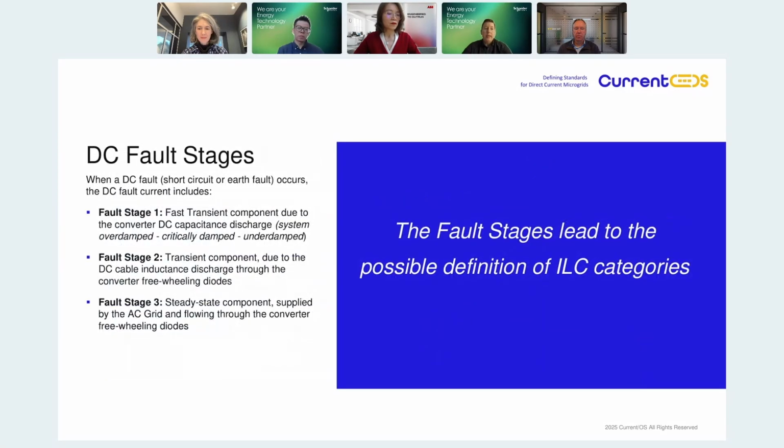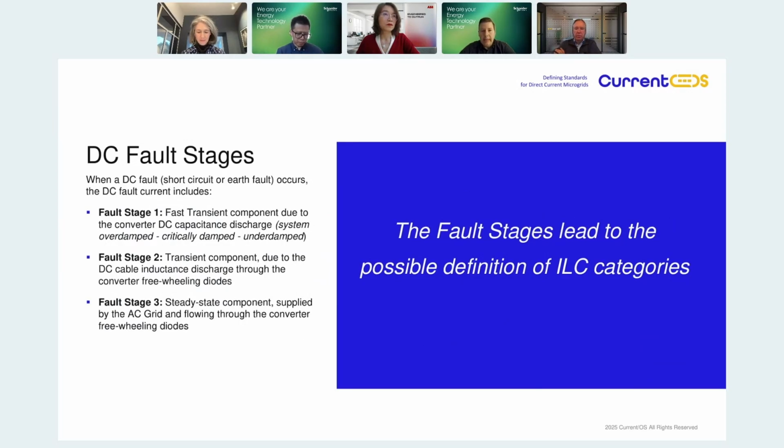So, next slide. Now let's talk about the fault stages, because the fault stages can lead to the definition of several ILC, so interlink converter, categories. Whenever we have a fault on the DC side, either a DC short circuit or an earth fault, basically we have three fault stages. The first one, fault stage 1, is the first stage which appears during a fault, and it is a very fast transient component due to the converter DC capacitance discharge.